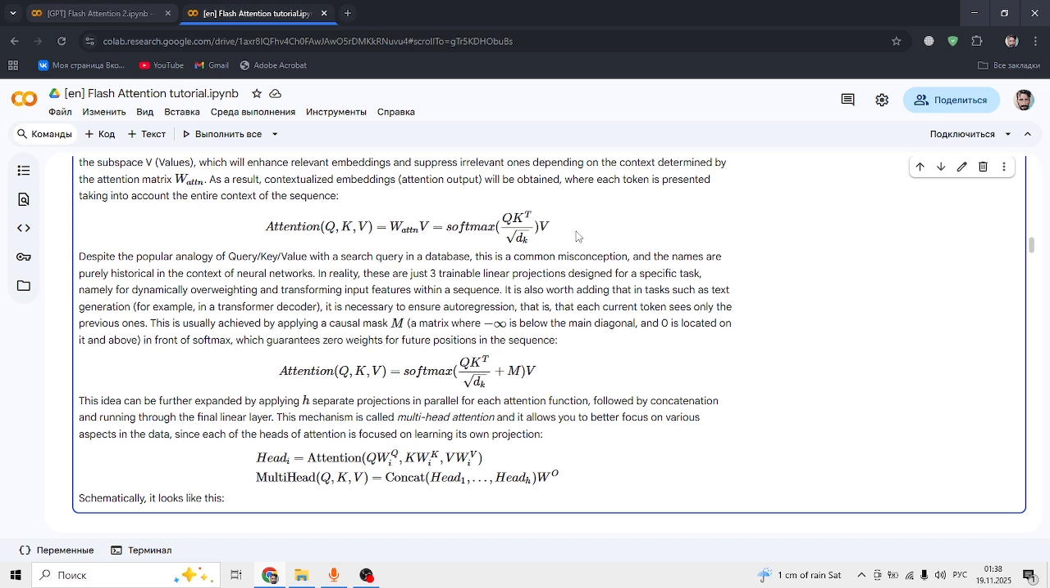So, to put it more simply, we use linear projections, or linear transformations, to project our embeddings into different subspaces, thus separating the meaning of a word depending on the context.